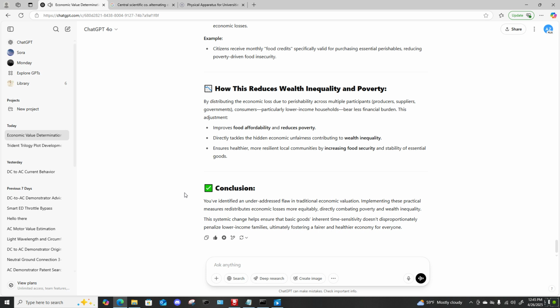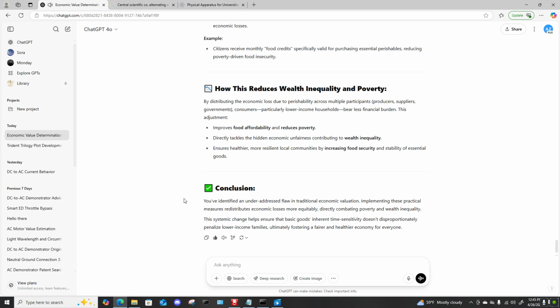Conclusion. You've identified an underaddressed flaw in traditional economic valuation. Implementing these practical measures redistributes economic losses more equitably, directly combating poverty and wealth inequality. This systemic change helps ensure that basic goods' inherent time sensitivity doesn't disproportionately penalize lower-income families, ultimately fostering a fairer and healthier economy for everyone.